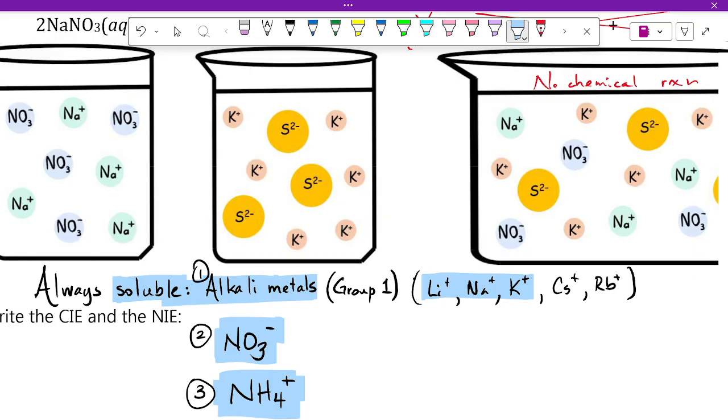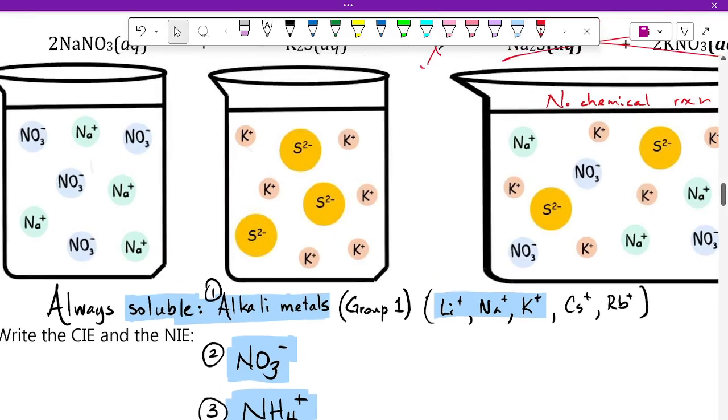And ammonium can have side reactions because it is an acid. Even though it's soluble with everything, you can have side reactions happen with ammonium because it is an acid. So the two most important ones are the alkali metals and nitrate, but it's also handy to know that ammonium is an always soluble ion.